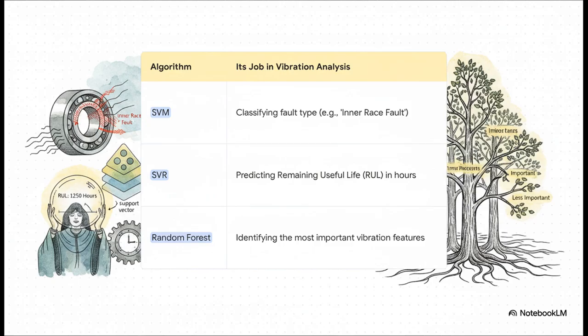In this slide, this is where it all clicks into place. The support vector machine, the SVM, acts as the lead diagnostician. Its job is to classify the exact type of fault. Is it a problem with a bearing's inner race, the outer race? Then you have the support vector regression, the SVR, playing the role of the fortune teller. It predicts the remaining useful life, or RUL. Literally, how many hours does this part have left? And often, the random forest is the hero that helps identify which of all those vibration features are the most important clues in the first place.